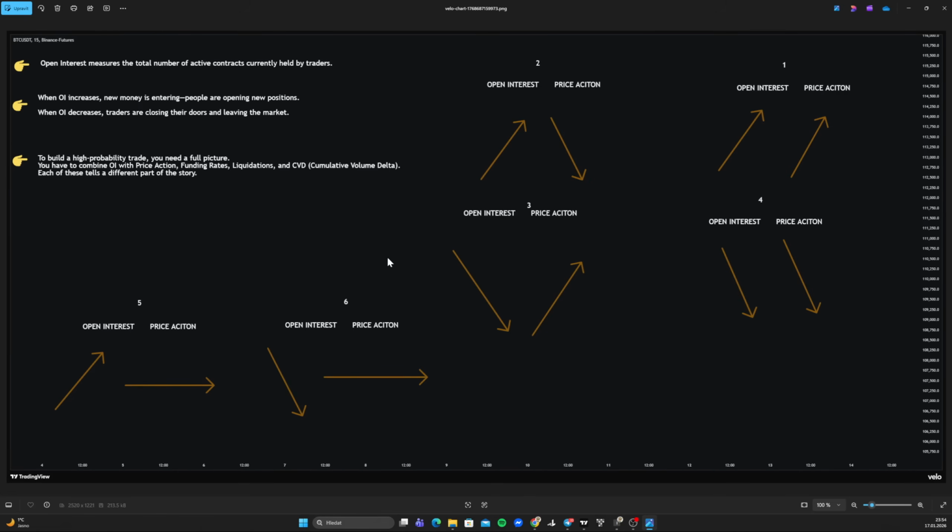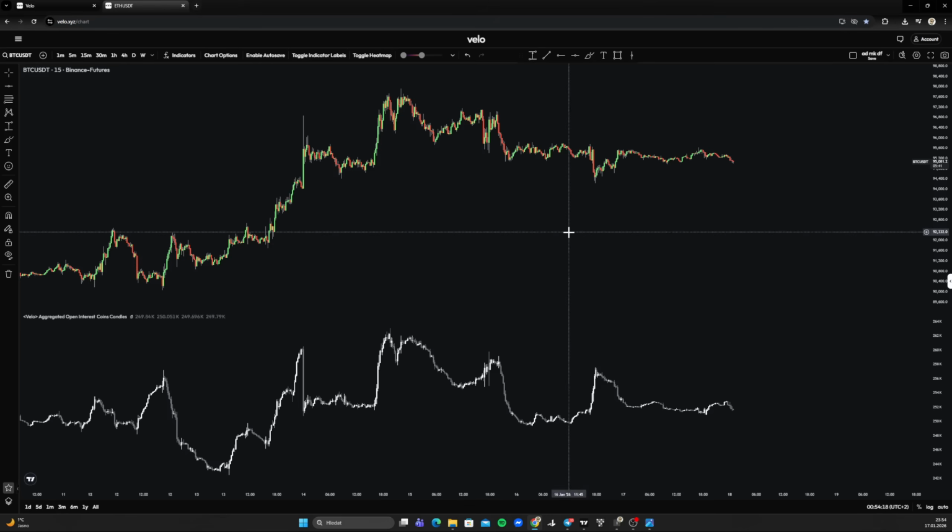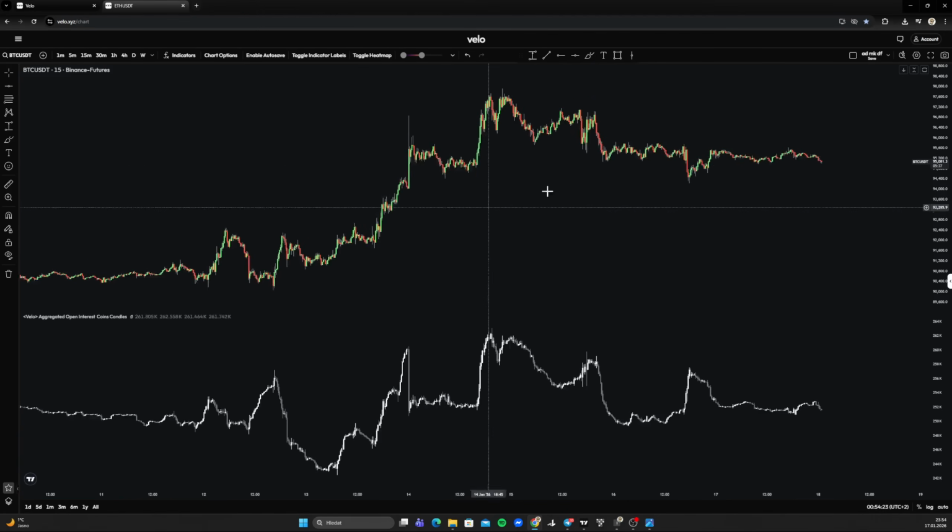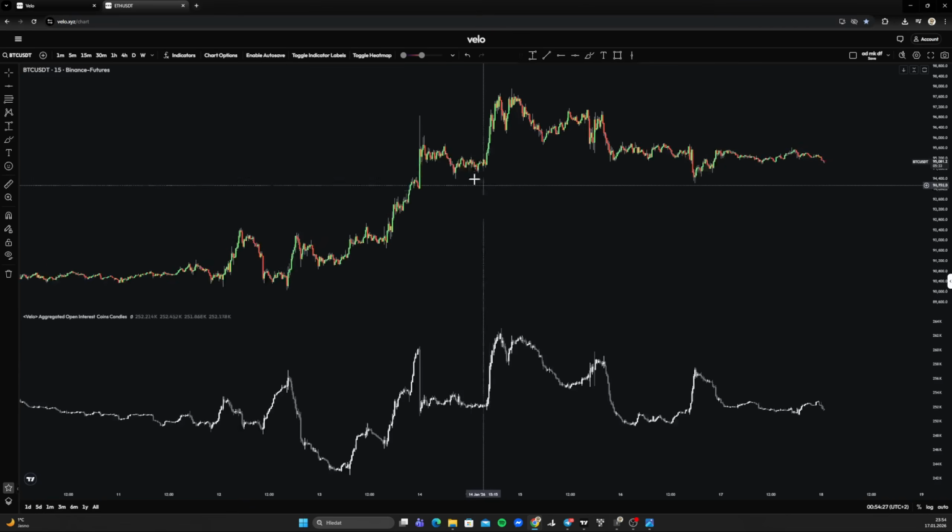So this is the major stuff you need to know about open interest. I highly recommend looking at it more deeply in the charts, and I will show you a few examples in BTC from the last couple of days. The most important is what I just showed you a few minutes ago.